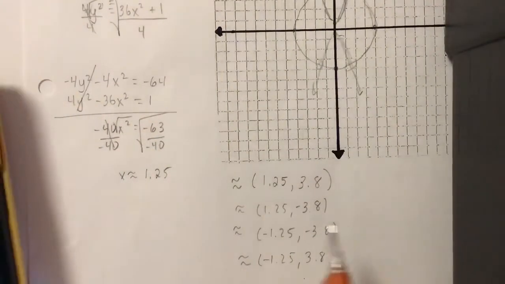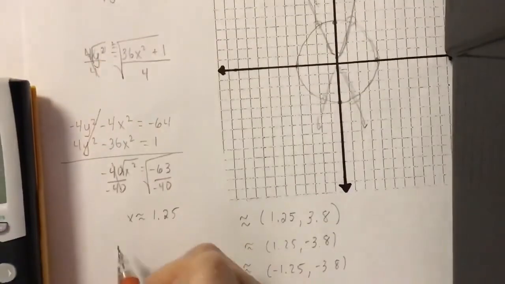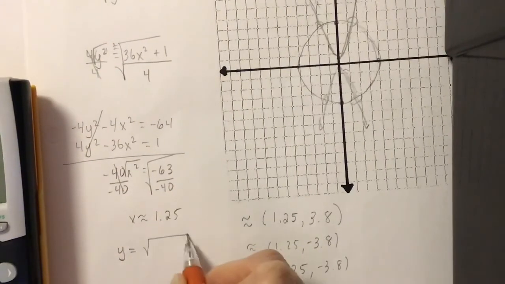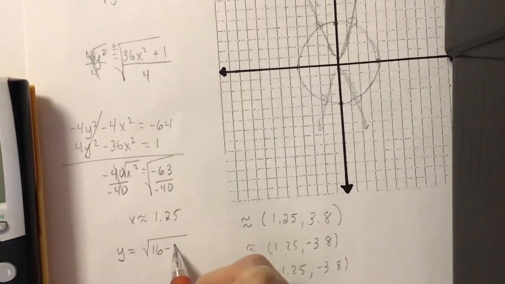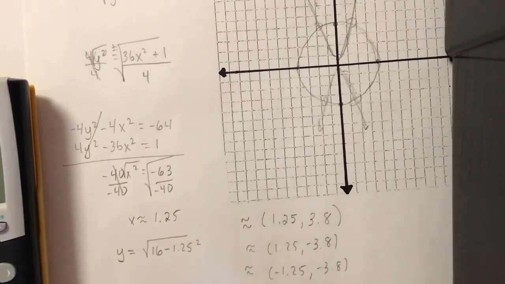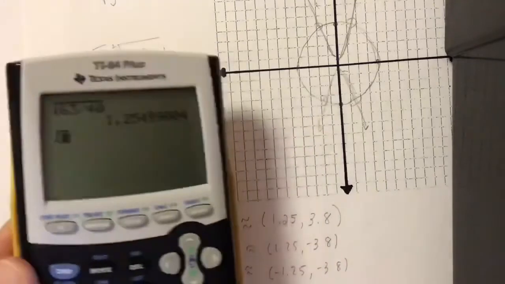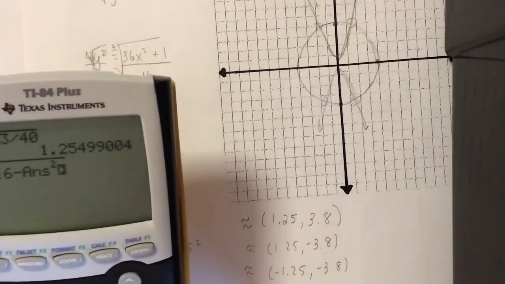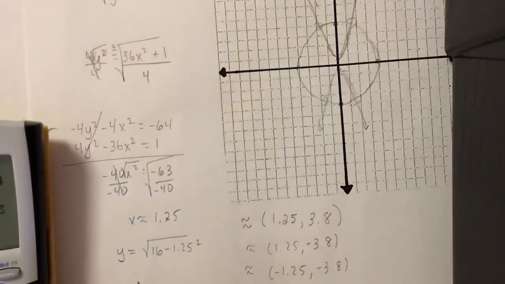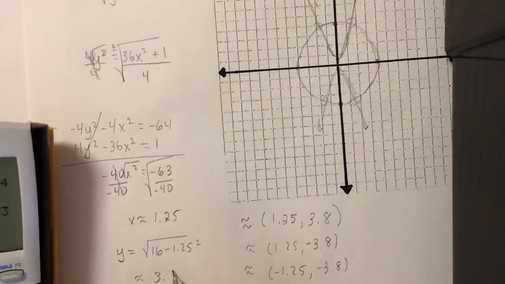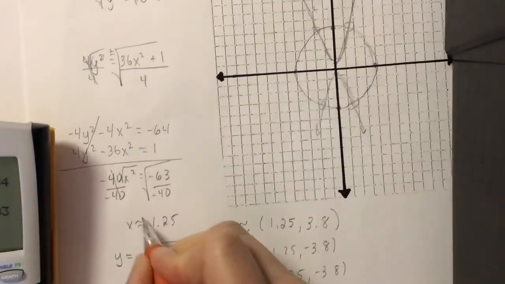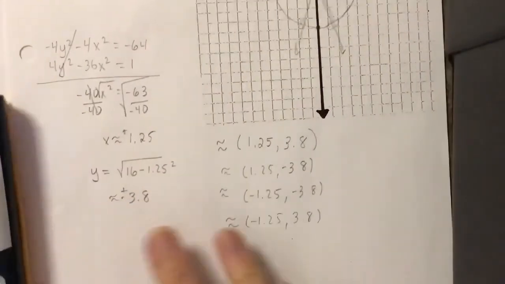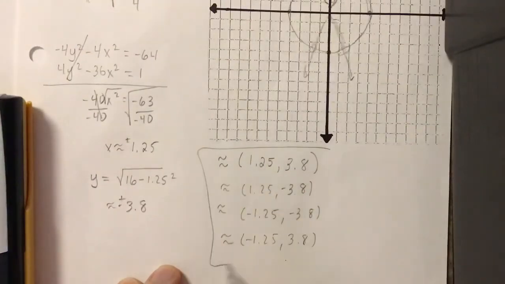Right. Now to get the y, plug it in. I'll just plug it in. That's simpler. y is going to be the square root of 16 minus this 1.25 squared. So I'll square root 16 minus my answer squared. We should get about 3.8. And you're square rooting on these, positive, negative, positive, negative. Put these positive negatives together, you get 4 solutions.